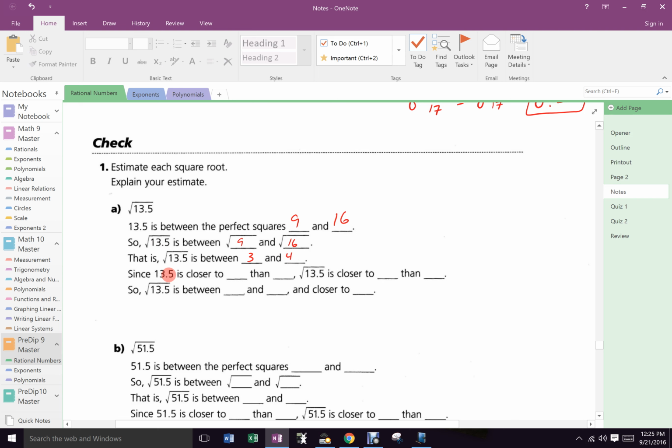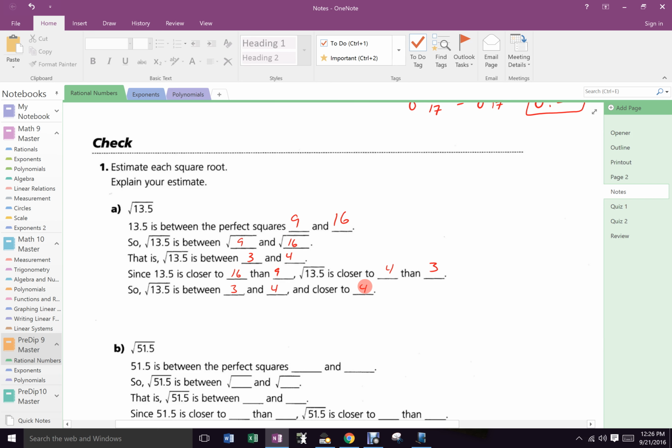Is 13.5 closer to 9 or 16? 16. Closer to 16 than 9, so the root must be closer to 4 than 3. Right? So the root is between 3 and 4 and closer to 4. Does everybody understand? Yeah. That gets you my C+. If that's all you could do, in pre-diploma 9, I will give you a C+ on that question. Do you understand what I'm saying?